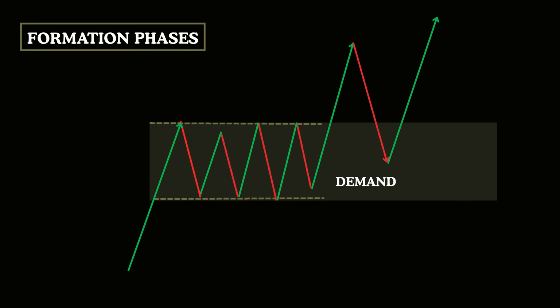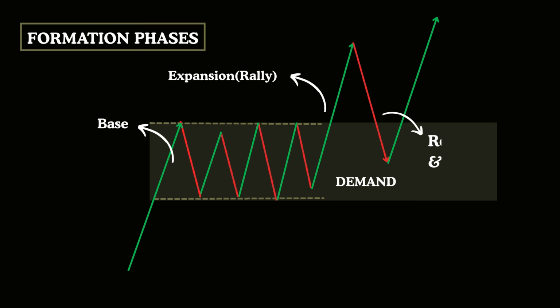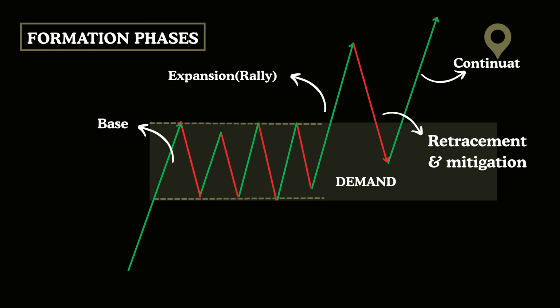All of these market processes unfold in 4 distinct phases. The base, where price consolidates and builds momentum. The expansion, marked by a sharp rally or drop due to imbalance. Retracement and mitigation, where price revisits the base to fill unexecuted orders. The continuation, the final phase where the trend resumes with strength.